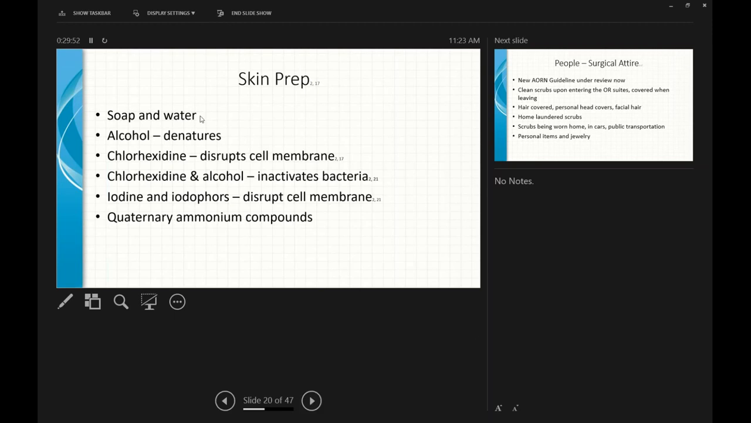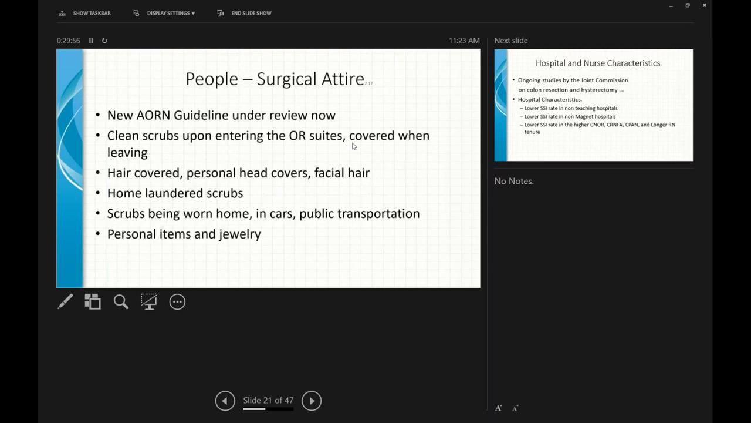So soap and water is friction. And people with their surgical attire, there's a new guideline under review right now at AORN because you should have clean scrubs upon entering the OR suites and cover them when leaving. However, there are lots of institutions, even here in Seattle, where the facility lets people wear their scrubs home.